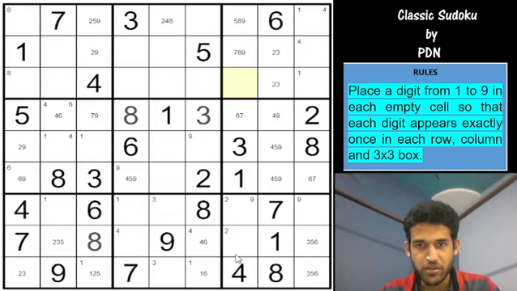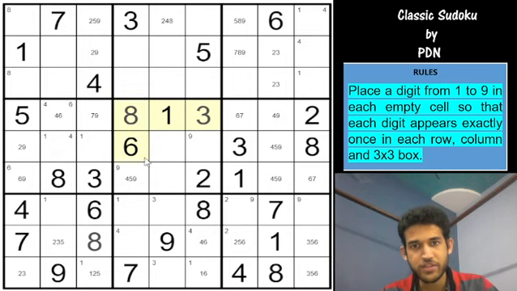Okay, this one 1, 7, 8, 9, 3, 4. So this must be a 2, 5 and a 6. And is that helping me? 2, 5, 6. Not really. And look at these two cells. They can't be 1, 3, 6, 8 and 2 and 9. So they must be 4, 5, 7.